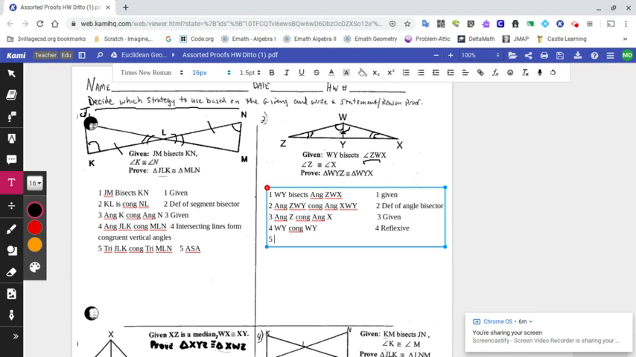So now we've got angle, angle, side. So triangle WYZ is congruent to triangle WYX. Our reason, the method that we used in this case, was angle, angle, side, congruent to angle, angle, side.